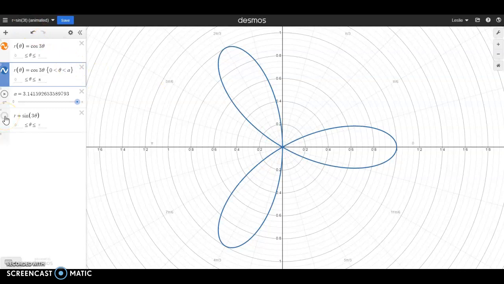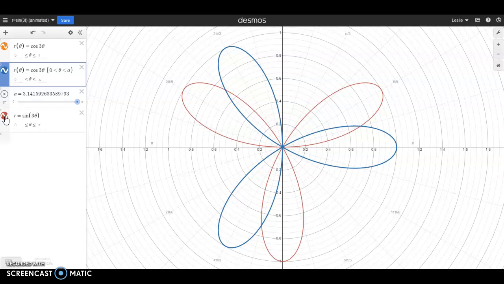So this is the graph of the cosine of 3 theta. Let's graph the sine of 3 theta at the same time. There's the sine of 3 theta in red and the cosine of 3 theta in blue, a three-petaled rose.